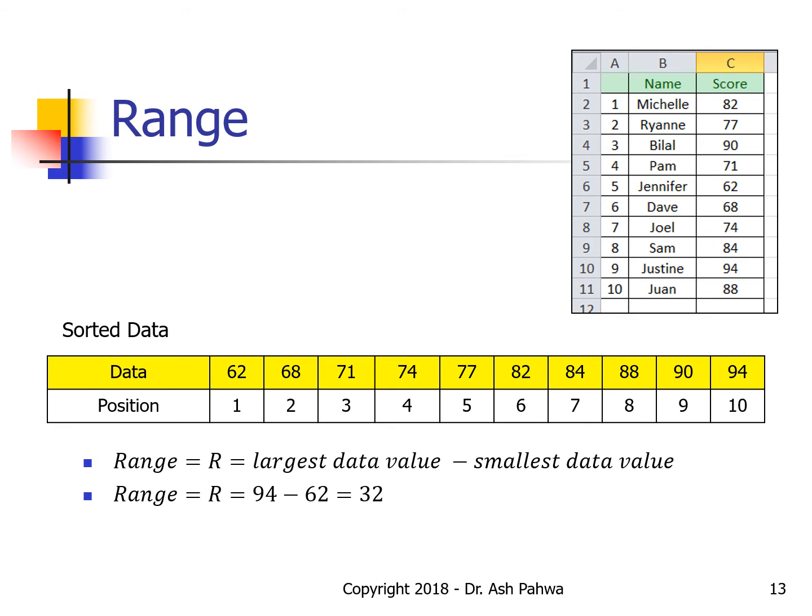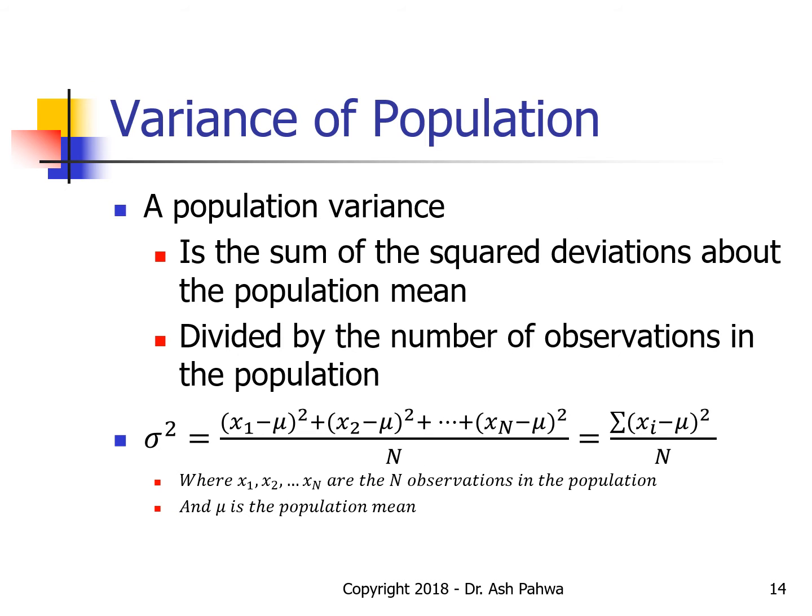For example, using the same data set that we had before, the test scores of certain students, if we compute the range of this data, we can see that the largest data value is 94 and the smallest data value is 62. So the range of this particular data set would be 94 minus 62, which comes out to be 32.